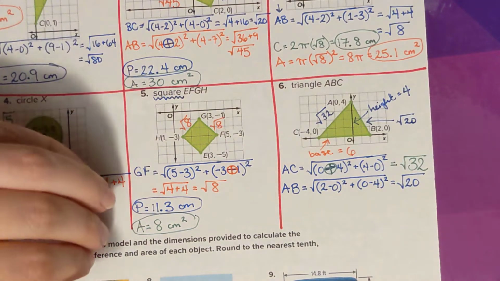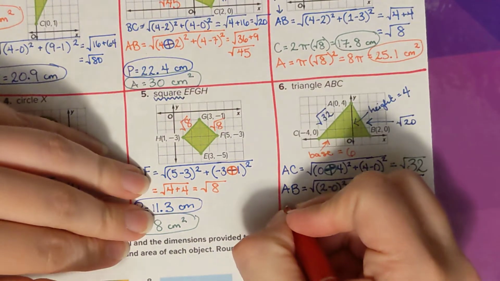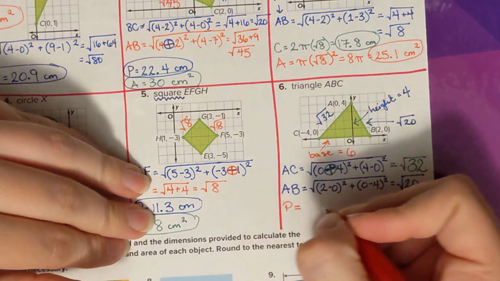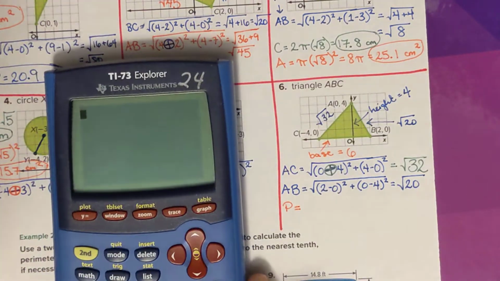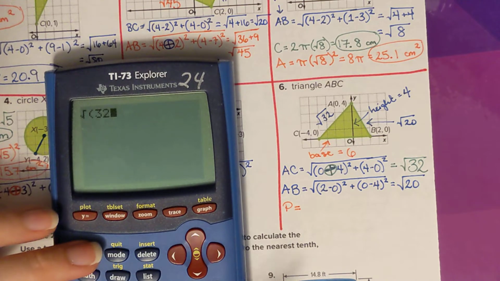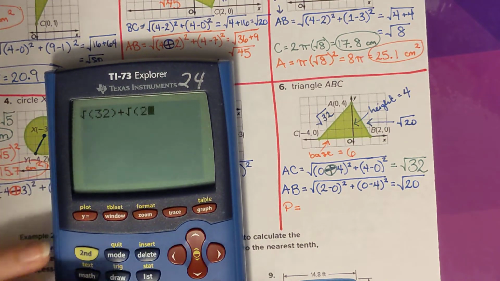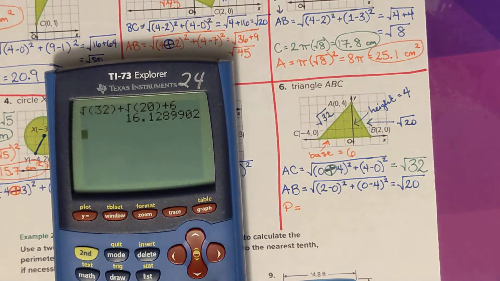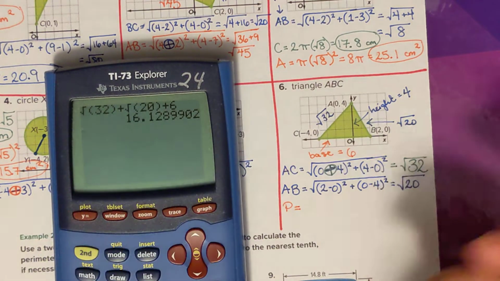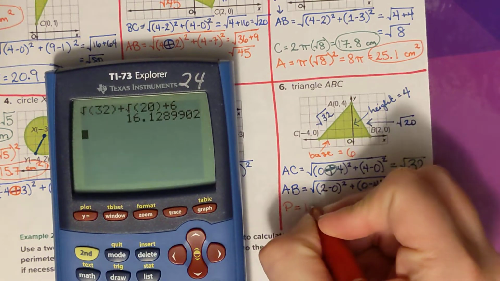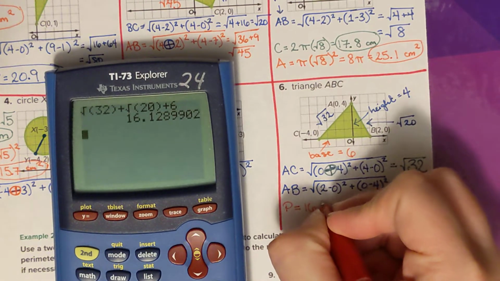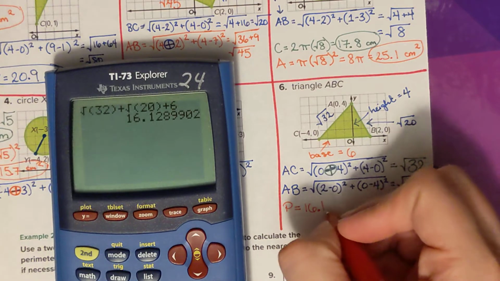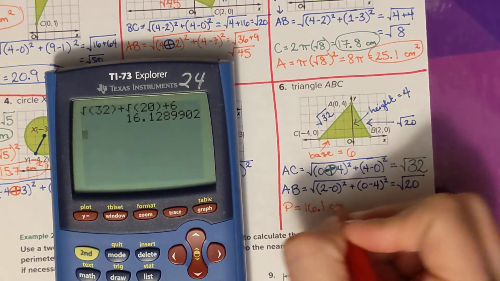Okay, so now you have all the information you need to figure out the perimeter. So again, calculators, best friends. Please use them. They can do the decimals. So they can do the square root of 32 plus the square root of 20. And then we need to add in 6 for our base. Okay, so add it all in. Should get 16.1, because remember we're only rounding to the tenths place, centimeters.